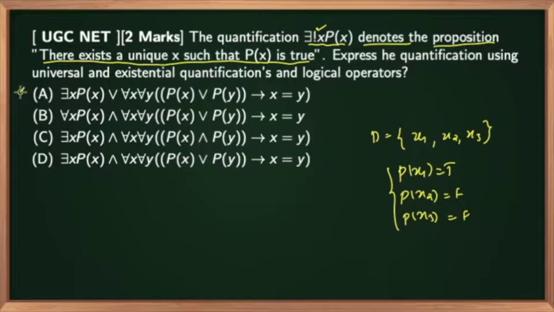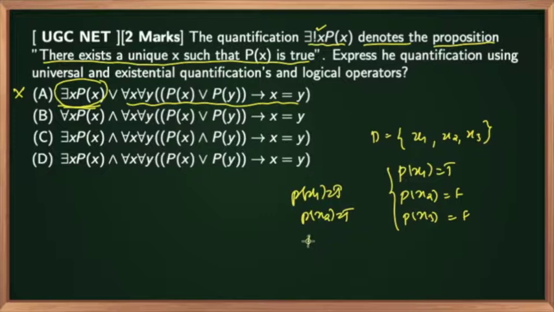So it's sure that choice A is wrong. So it says there exists a P of X or, right? See, if this portion is true, this predicate is going to evaluate to true, right? So I can have an example. I can have P of X1 is equal to true, P of X2 is equal to true, and P of X3 is equal to false. This predicate is going to evaluate false for this because I have two truth values, for X1 and X2, but option A is going to evaluate to true, right?